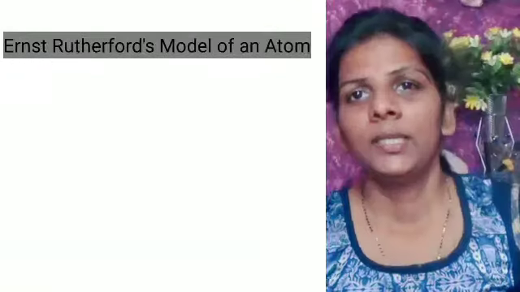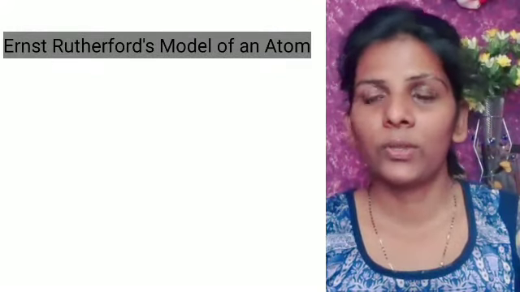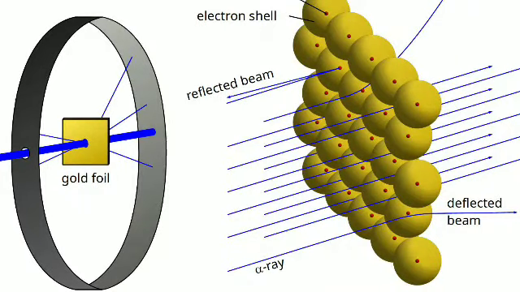The next scientist who worked on this was Ernest Rutherford, and he did one experiment. He took a gold foil which has 1,000 atoms, as you could see in the picture, and he allowed alpha particles to pass through this gold foil, and he observed a few things.